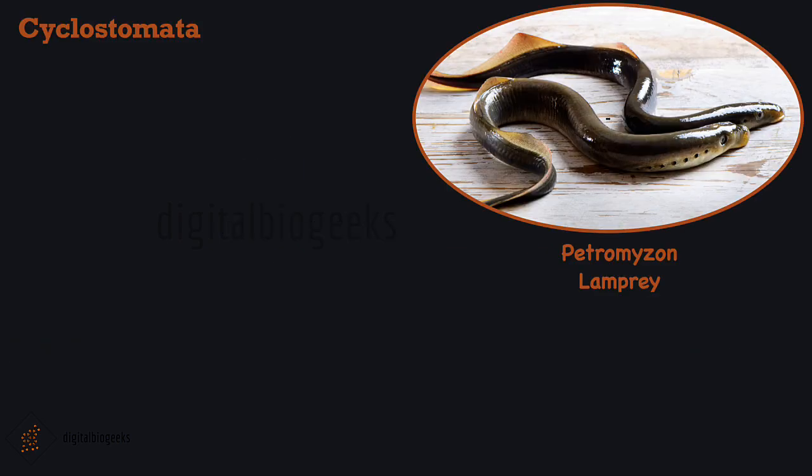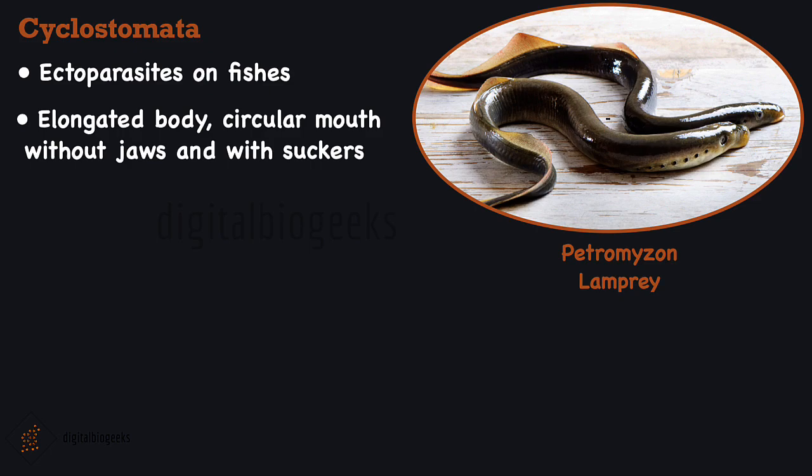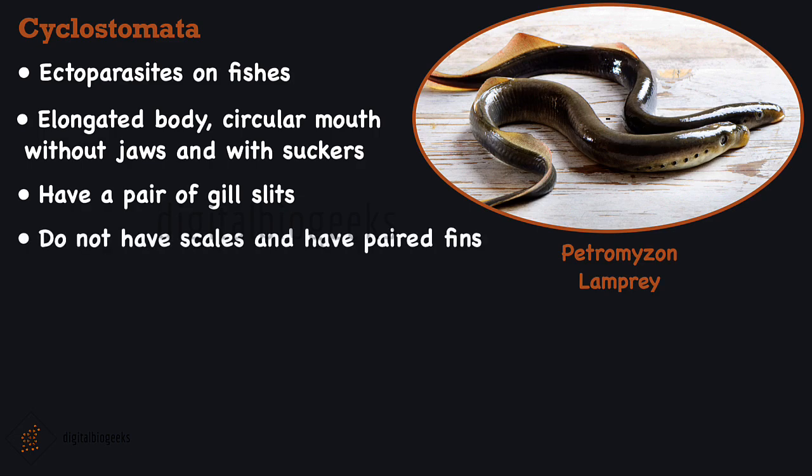Starting with the class Cyclostomata. They are ectoparasites on fishes. They are temporarily blood-sucking. They have an elongated body and a circular mouth without jaws and with suckers. Hence the name Cyclostomata. They have a pair of gill slits for respiration. Their body doesn't have scales and has paired fins. Here you can see these are the fins.